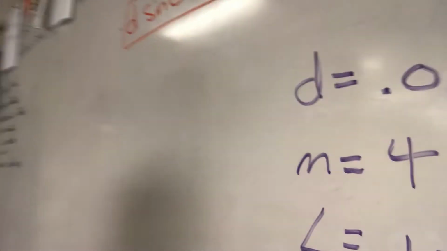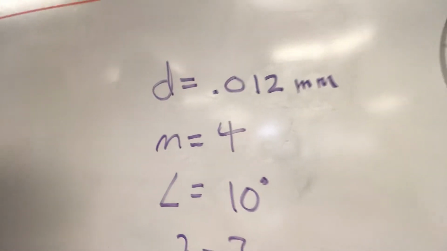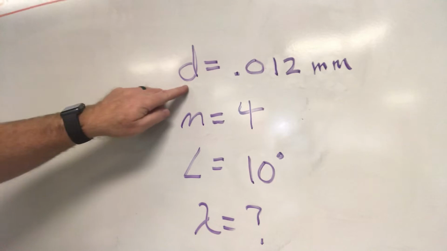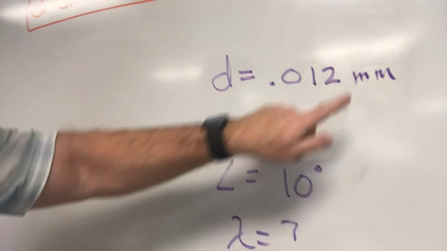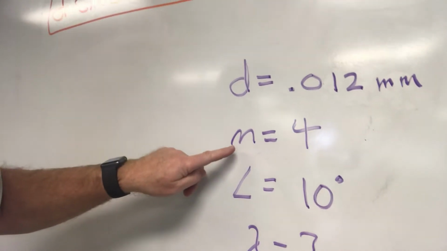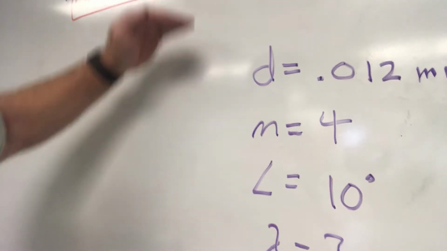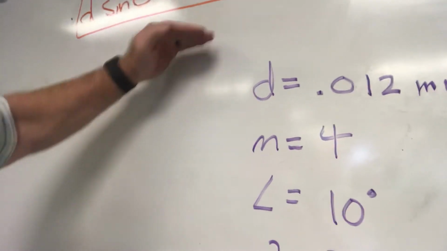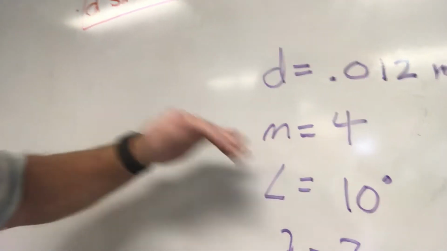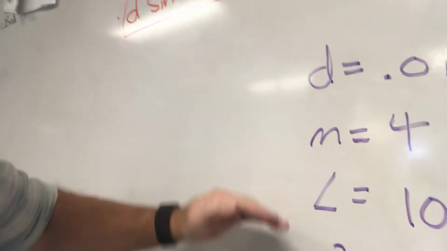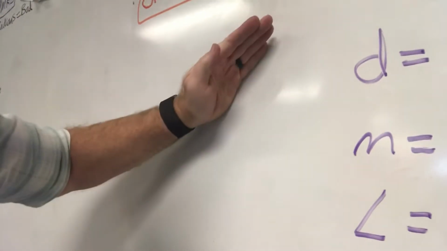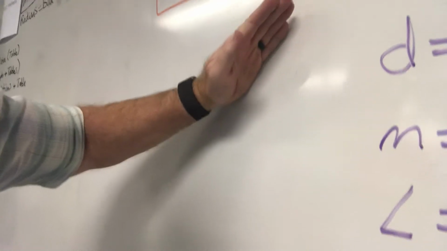Okay, over here, here's our problem. The distance between two slits is 0.012 millimeters. Boy, that's really close together. We are looking at a pattern where we can see at least 4 bright spots out from the 0, so 0, 1, 2, 3, 4 bright spots on either side. The angle that's formed between them, I'll draw this out quick, is 10 degrees. What's the wavelength of the light that's causing that?